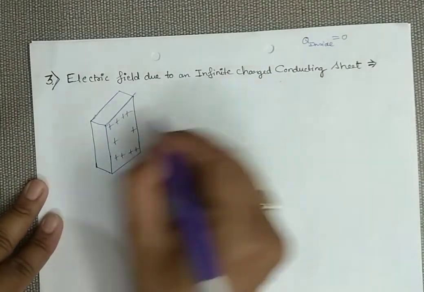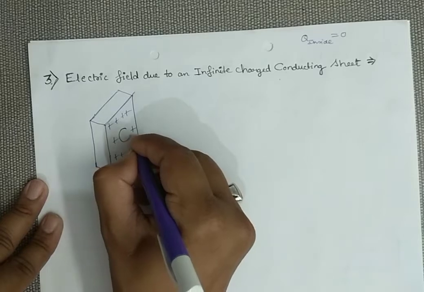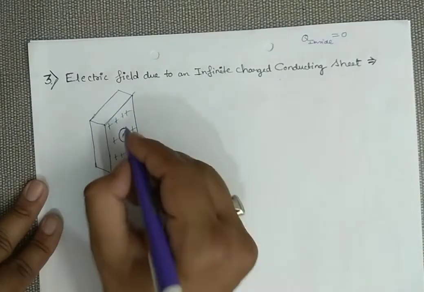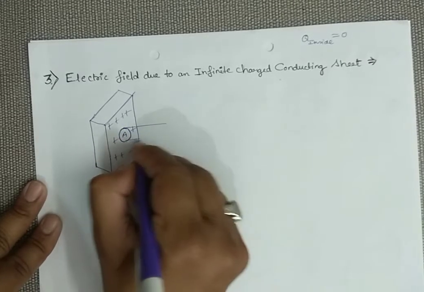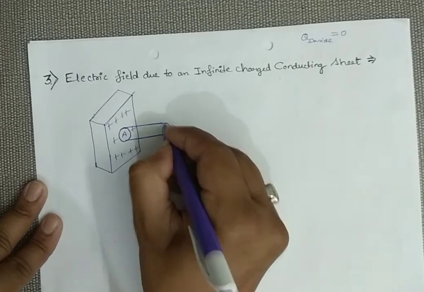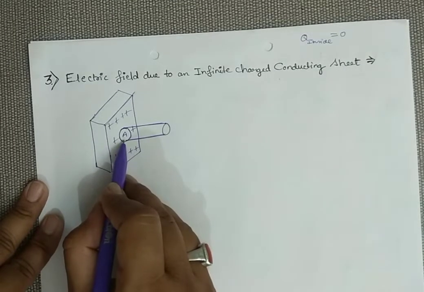Again, this is an infinite sheet, so I take a small section. Let the small section be of area A. To enclose this section, again I have to consider a Gaussian cylinder. This cylinder is enclosing this area.